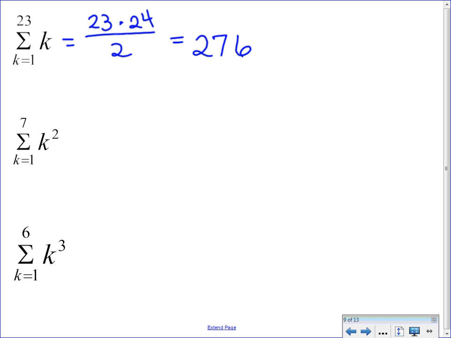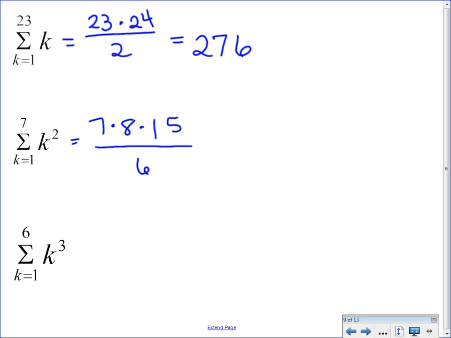1 to 7 of k squared. Our shortcut for k squared is n times n plus 1 times 2n plus 1, all over 6. So n is 7: 7 times 7 plus 1 times 2 times 7 plus 1, which is 15, all over 6. What's 7 times 8? 56.